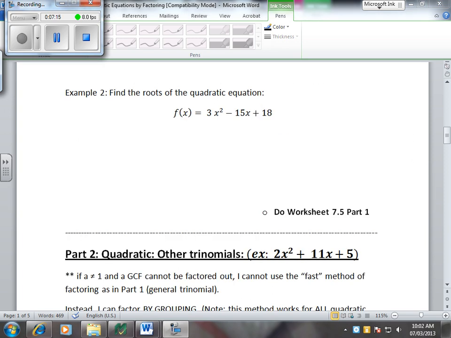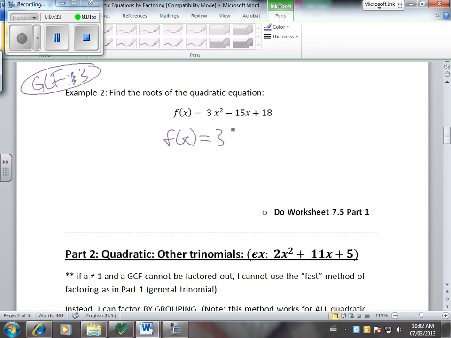And here, we can factor out a 3. So our GCF, our greatest common factor, is 3. So let's factor that out to make things a little bit easier for us. So we'll have f of x equals 3 times x squared minus 5x plus 6. Okay, and then here is our a, and then here's b and c.